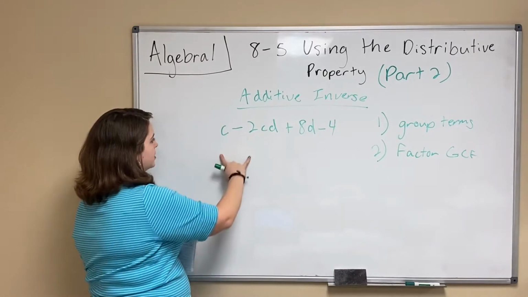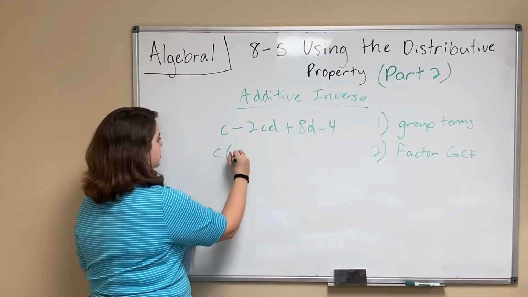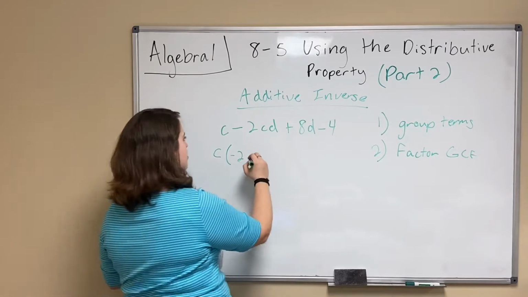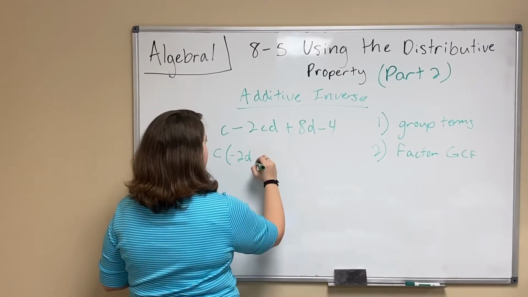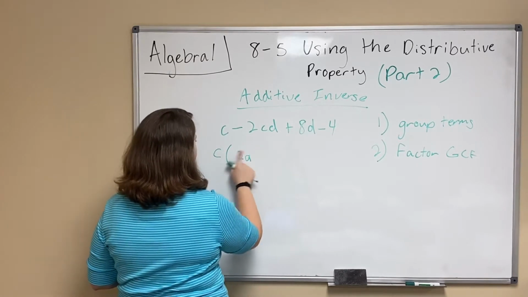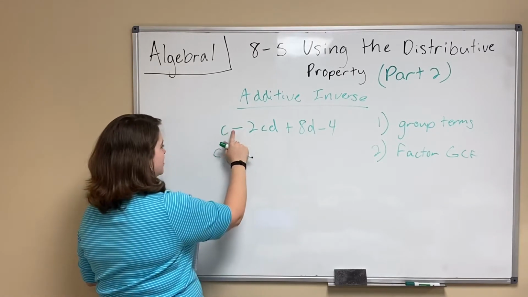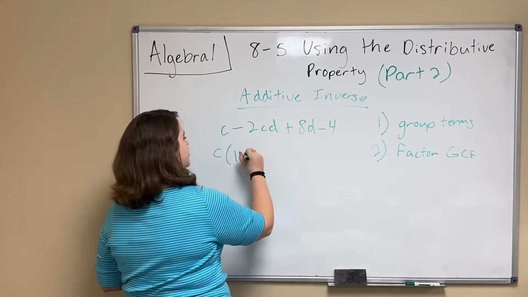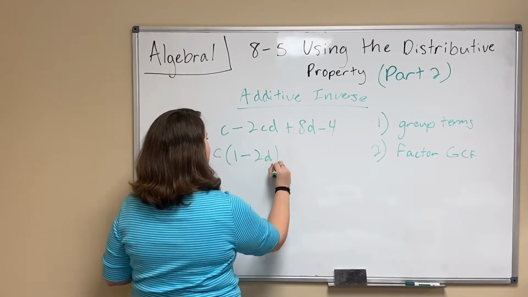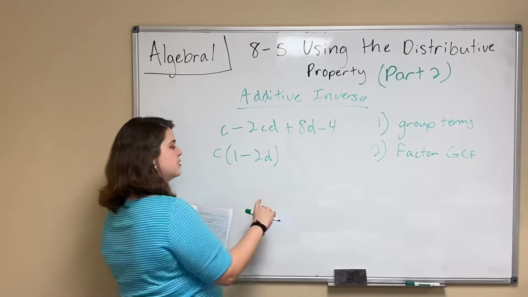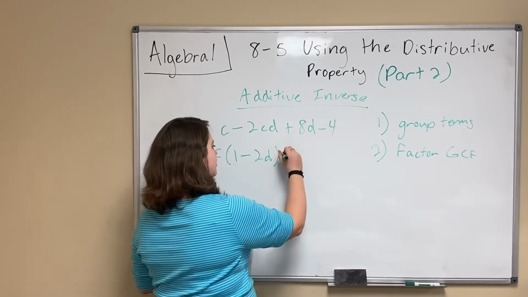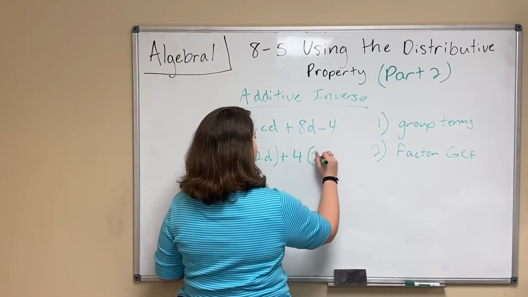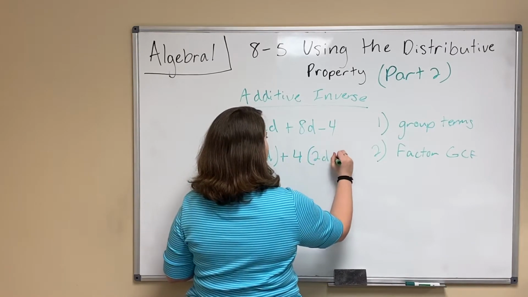So here I'm going to take out a c and get c times negative 2d. C divided by c is 1, minus 2cd divided by c is going to be minus 2d. Right, and then over here, I'm going to take out a 4, so then I'm going to get 2d minus 1.